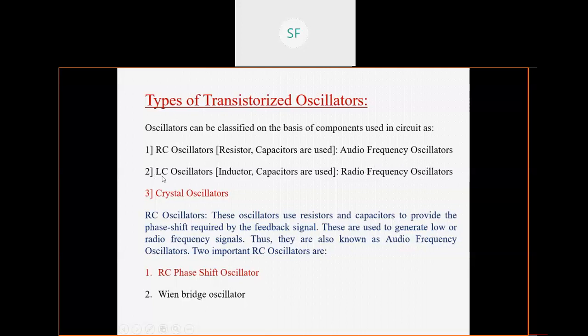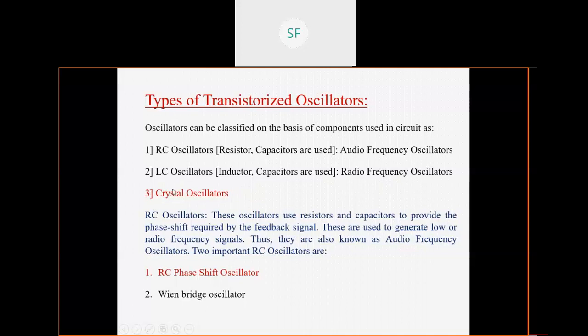Then second type is LC oscillators. So L stands for inductor and C stands for capacitors. Inductors and capacitors are used in this particular circuit, and the frequency of oscillations comes under the radio frequency. So these are high range. Generally it is greater than 1 megahertz. Then third type is crystal oscillators.